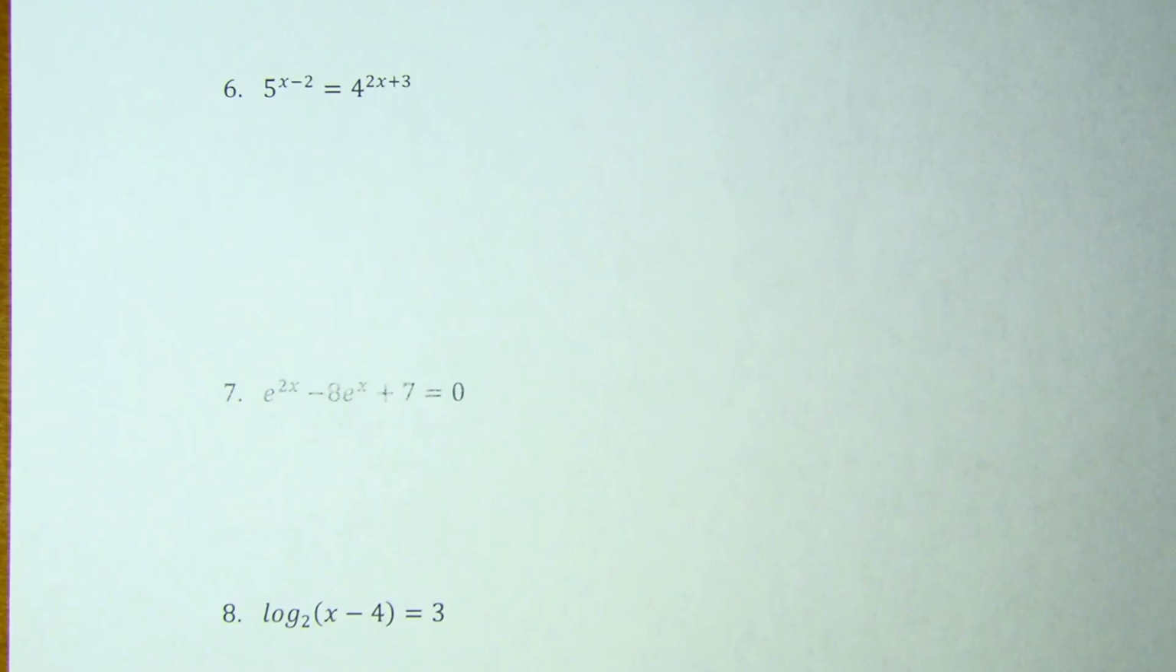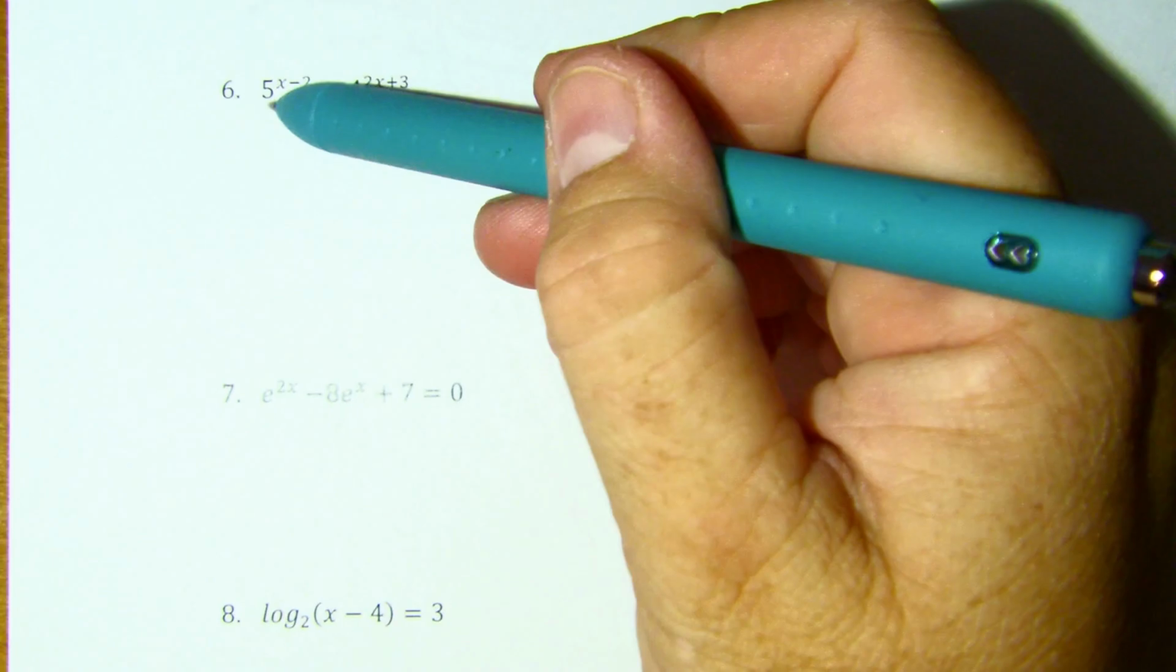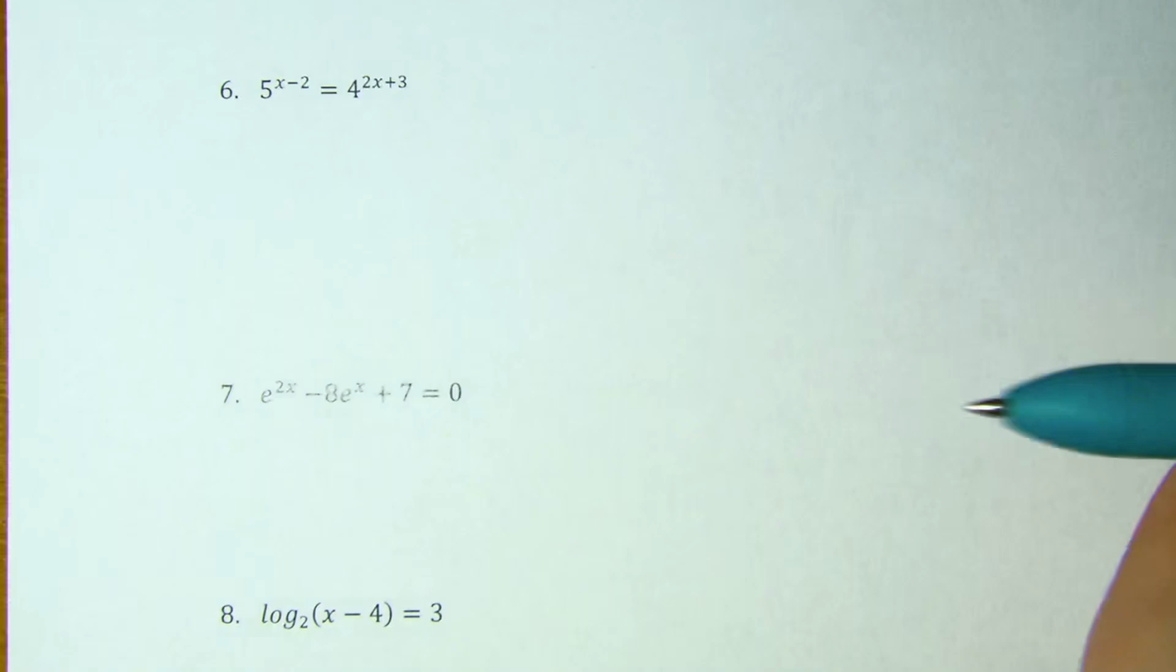All right, let's do some more examples. We've got a couple more where we have an exponential equation here. This next one we have 5 to the power of x minus 2 equals 4 to the power of 2x plus 3. And here, again, we have an example where we cannot write these numbers as the same base. 5 and 4 can't be written as the same base.